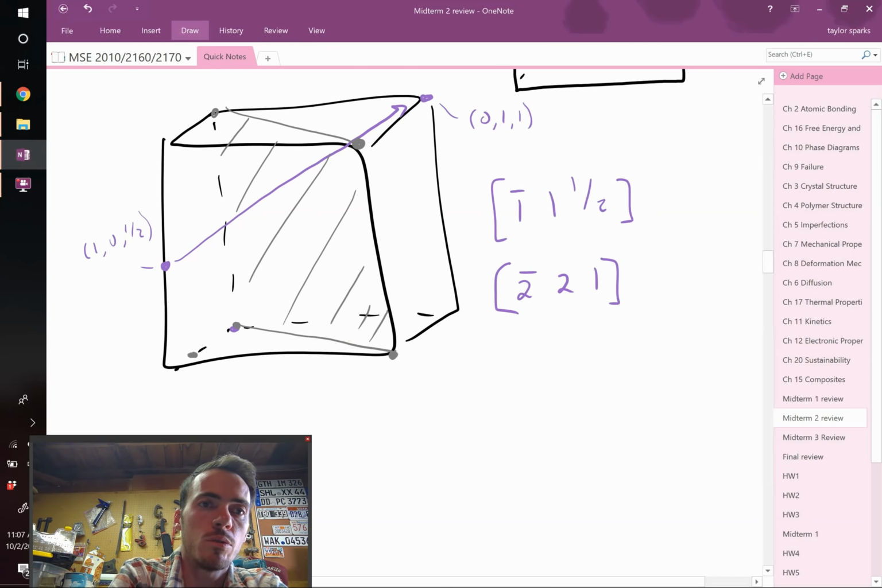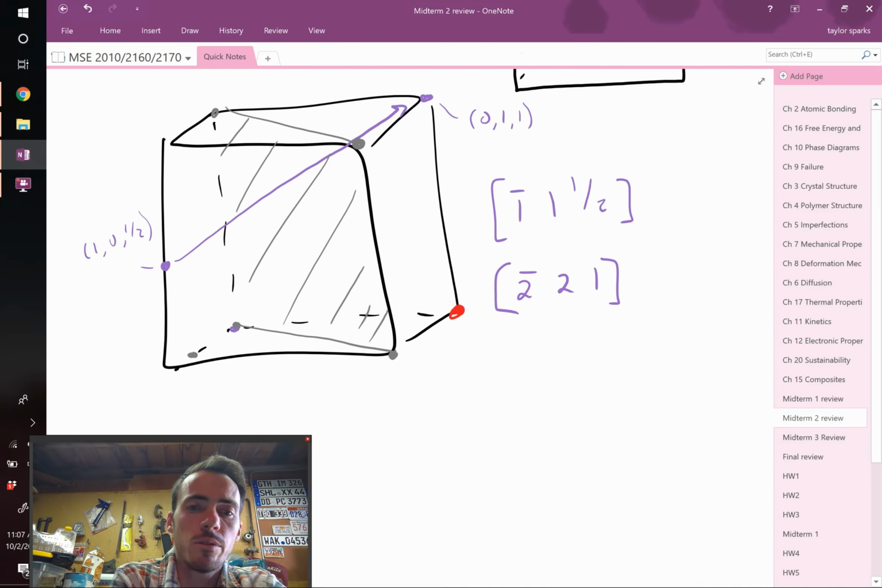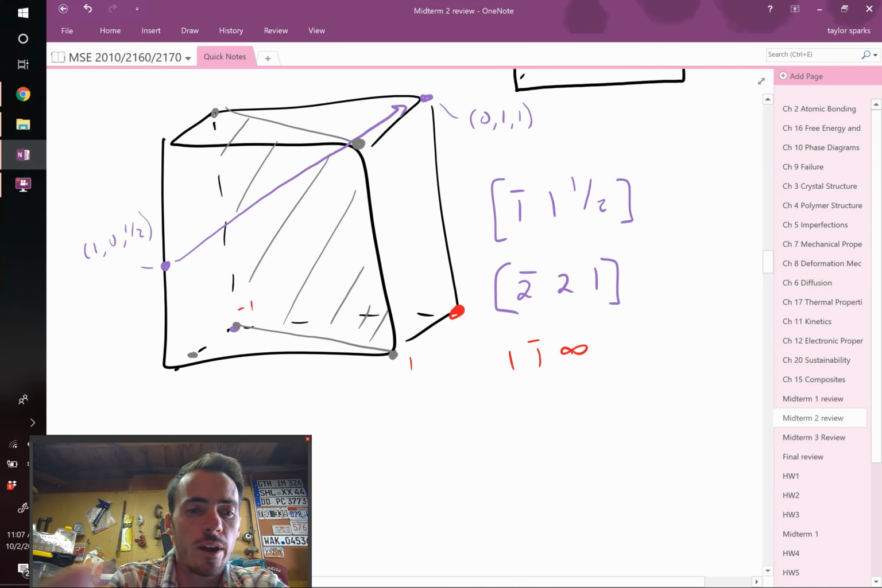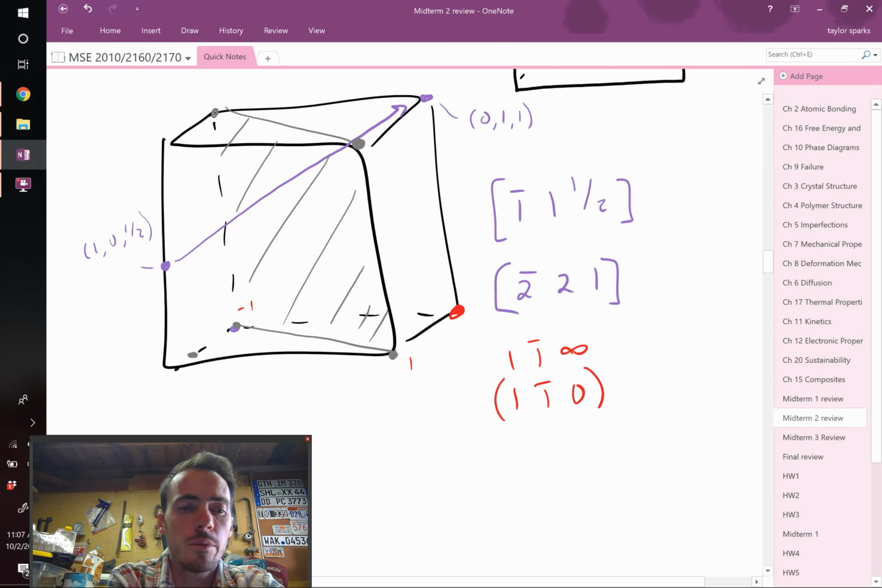Let's pick a new origin. We'll change our color. It doesn't matter, you can pick this one or that one. Let's pick this one. Okay, in that case, you then say, where does it intersect my different values? It intersects x at 1, it intersects y at -1, and it never intersects z, it's infinity. So we say 1, 1 bar, and infinity, right? We then invert that, take the reciprocal of it, and that's 1, 1 bar, 0. And then we put round brackets on it without commas to represent a plane, okay?